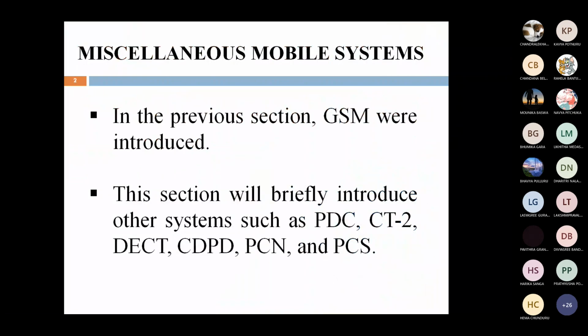Till now we discussed only the concept of Global System for Mobile, the techniques included in GSM, and the architecture of GSM, that is, the mobile station, base station subsystem, operation subsystem, and network and switching subsystem, which we discussed in previous sessions. Today we go for the other techniques apart from GSM, that is, miscellaneous mobile systems. In this section, we briefly introduce other systems like PDC, CT2, DECT, CDPD, PCN, and PCS, etc.